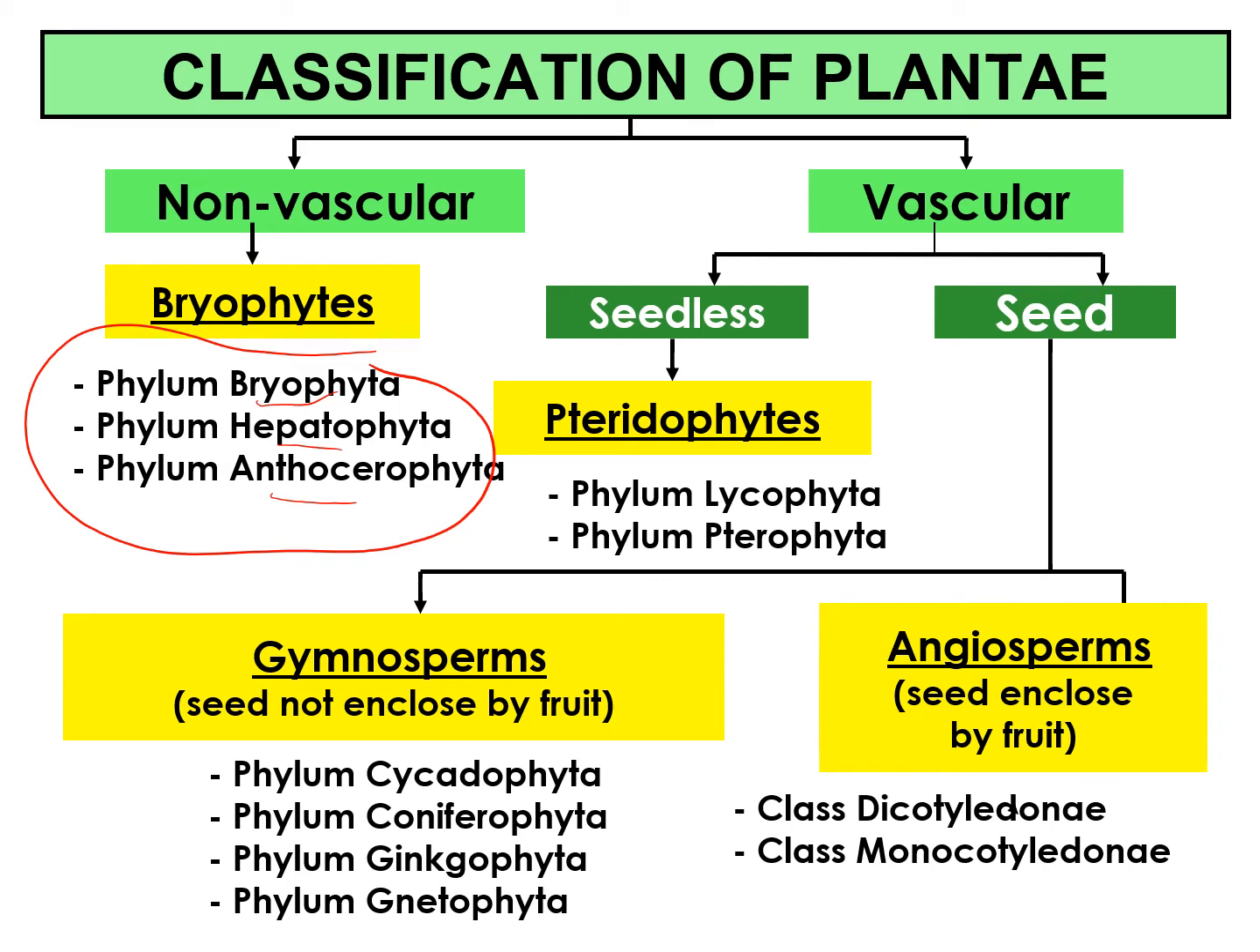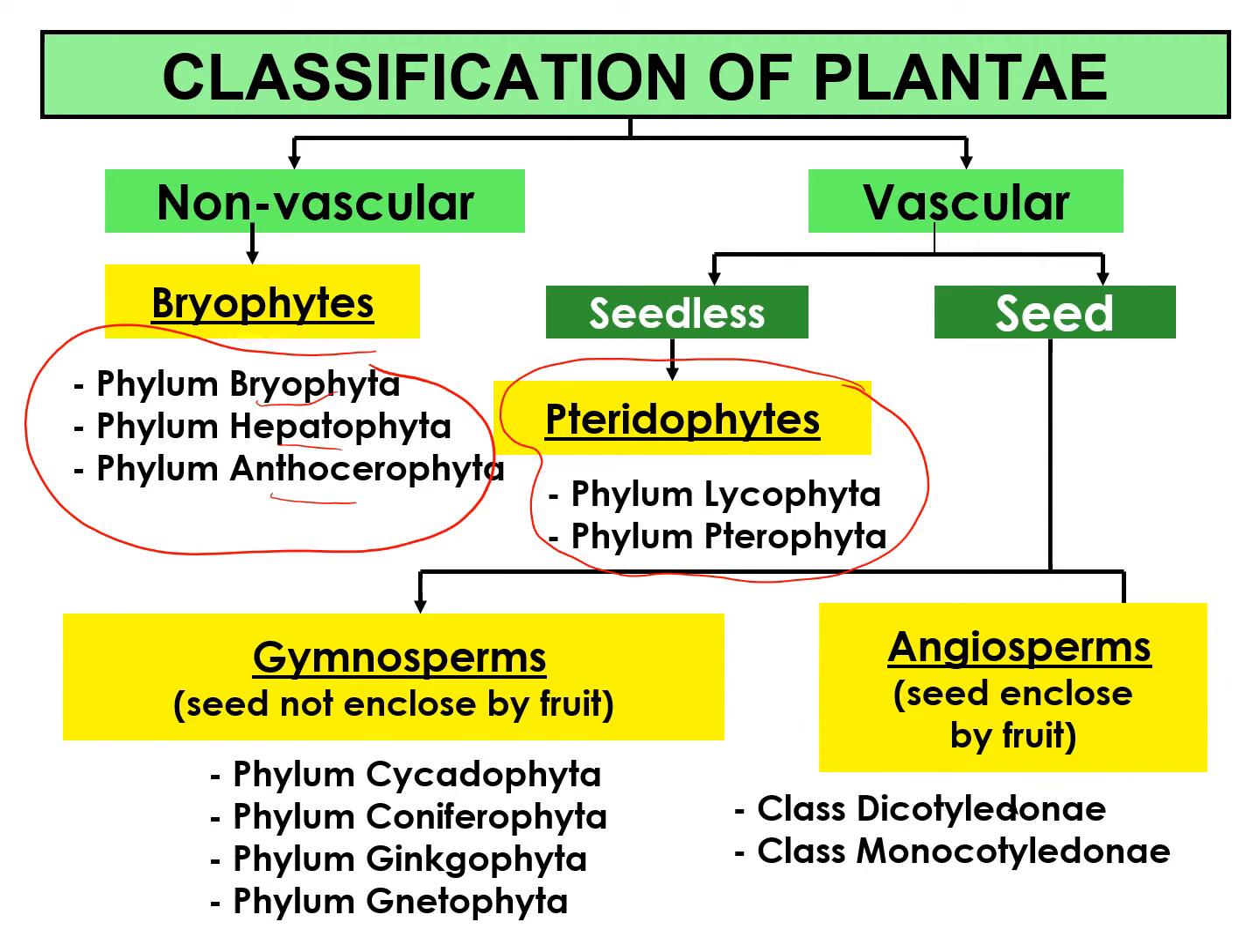Okay, next, under vascular plants, the plants that have a vascular system, they are divided into seedless plants or plants with seed. There are plants that can produce seeds, and there are plants that cannot produce seed. So the seedless plants are classified into pteridophytes. Pteridophytes are what we call ferns. Under pteridophytes, we have two phyla, the Lycophyta and Pterophyta.